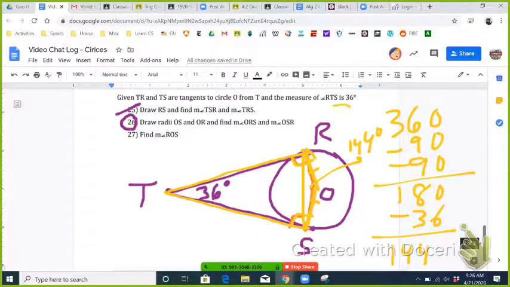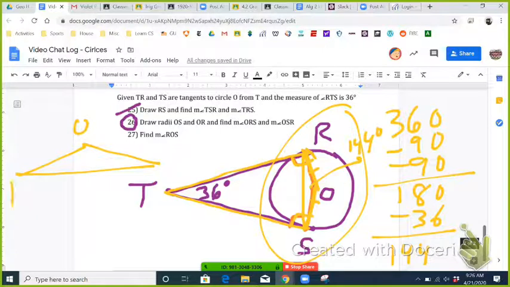Now if I take this picture and redraw it, it looks like this. ORS is isosceles because those are radii. Angle O is 144, which means there are 36 degrees left in the triangle. So subtract that and then divide by 2. You get that each of these angles is 18 degrees.